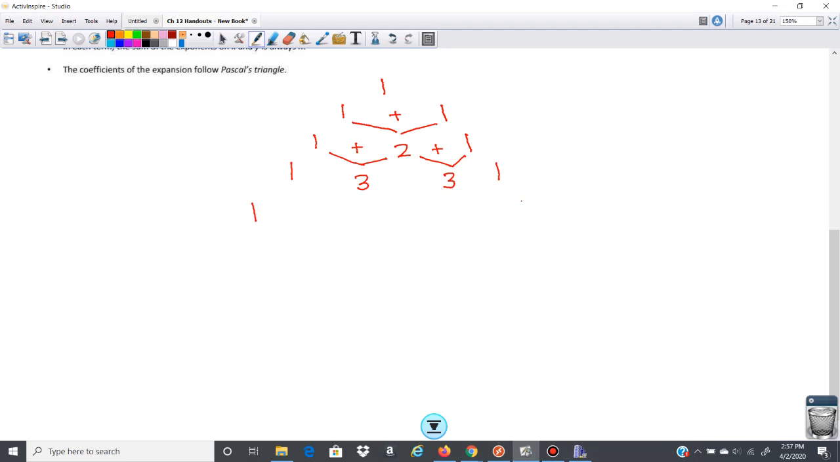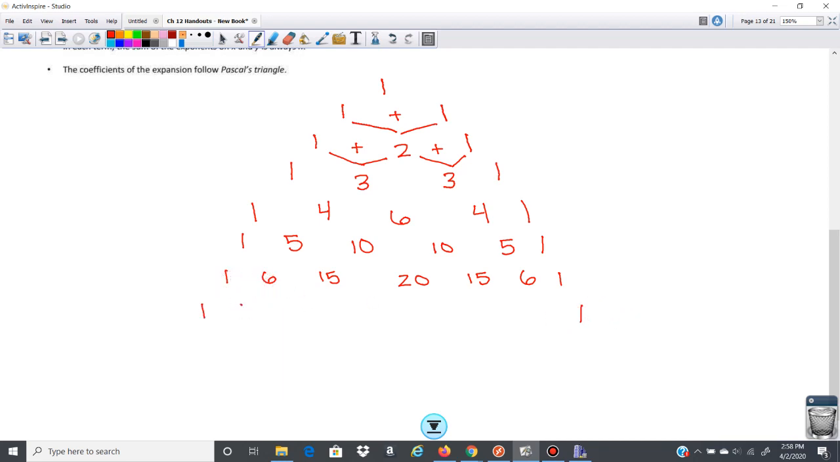And then you're going to keep expanding. Put your 1s on the outside. 1 plus 3 is 4. 3 plus 3 is 6. 3 plus 1, 4. And then we can keep going. 1 plus 4 is 5. 4 plus 6 is 10. 6 plus 4, 10. 4 plus 1, 5, and so on. And then we can go 1 plus 5 is 6. 5 plus 10, 15. 10 plus 10 is 20. 10 plus 5 is 15. 5 plus 1 is 6. We'll do one more row.